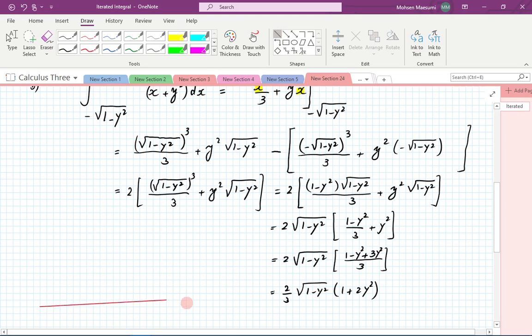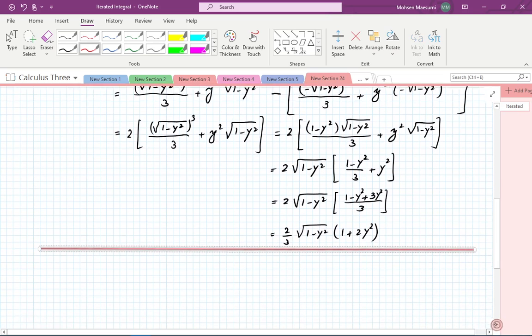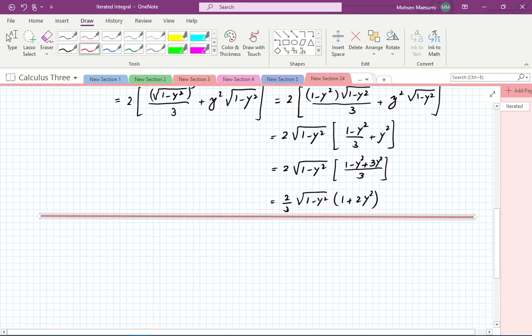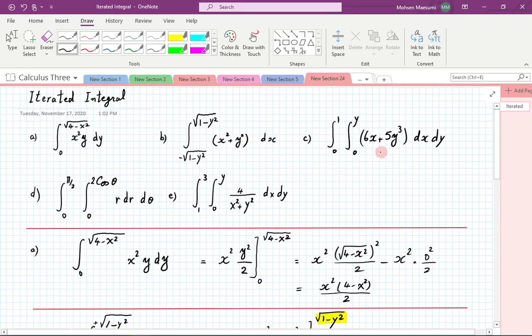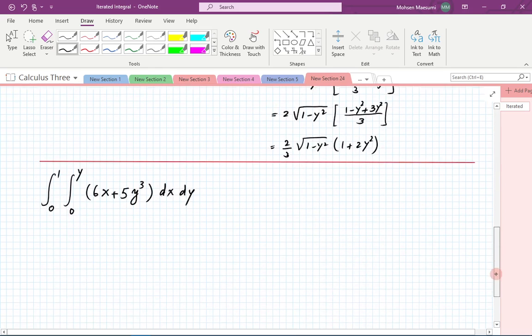So that was example 2, where we're still doing a single integral but with multiple variables. Next, our first example of a real iterated integral. This simply means we have 2 layers to handle. So we have the integral of 6x plus 5y cubed, dx dy. So that is example 3 that we are doing here.